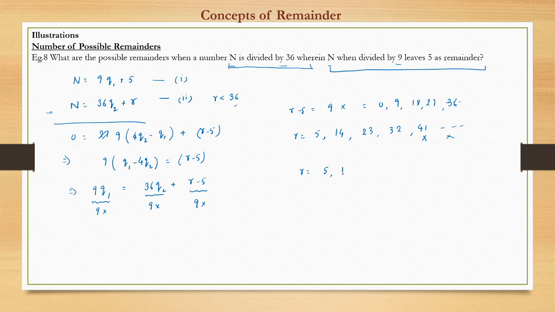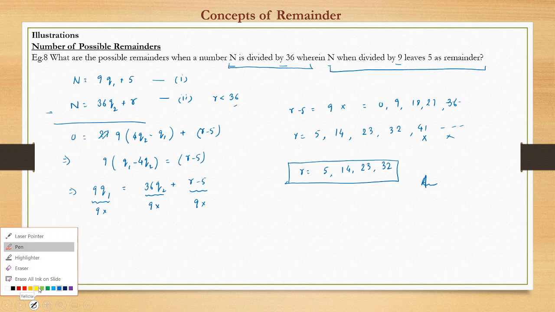R is 5, 14, 23, and 32. So there are four possible values of r. What are those? Those are 5, 14, 23, 32. So this is the way we solve the answer, but this is a bit lengthy process.